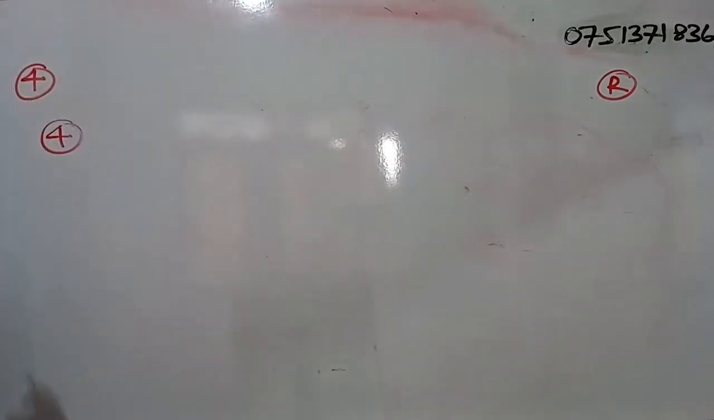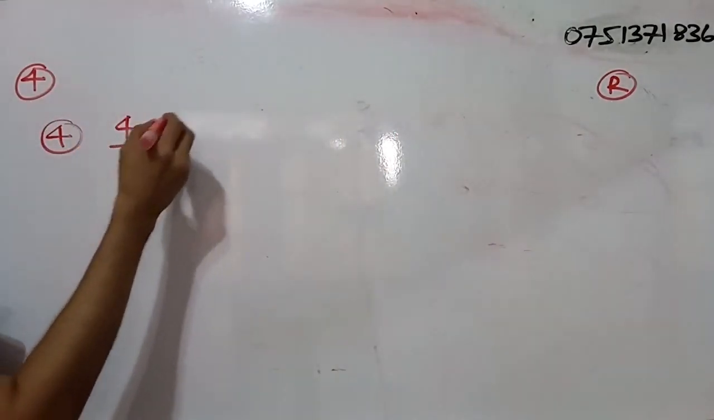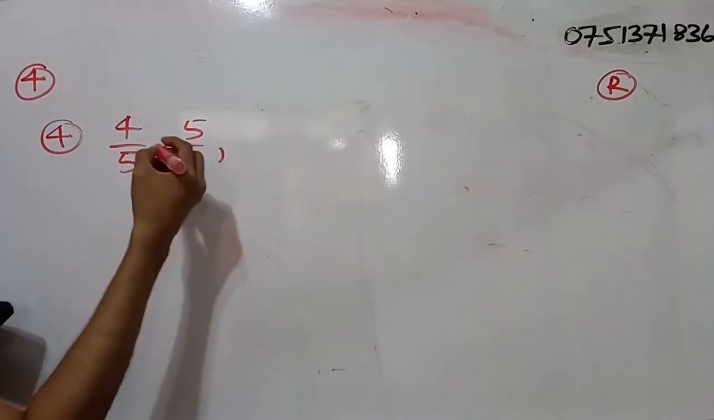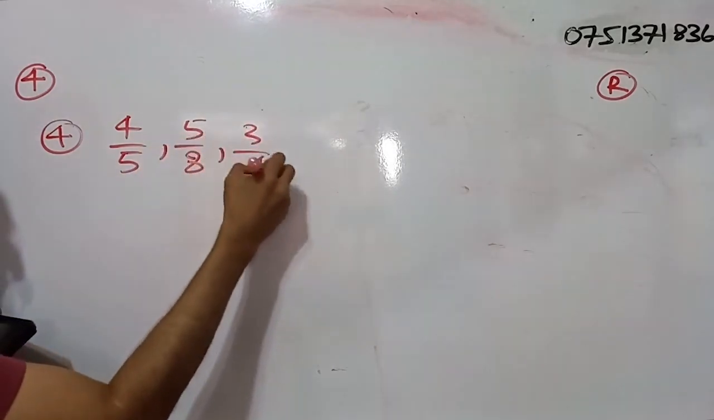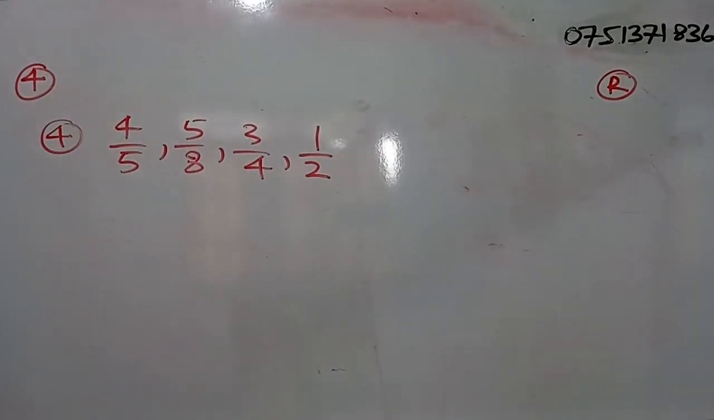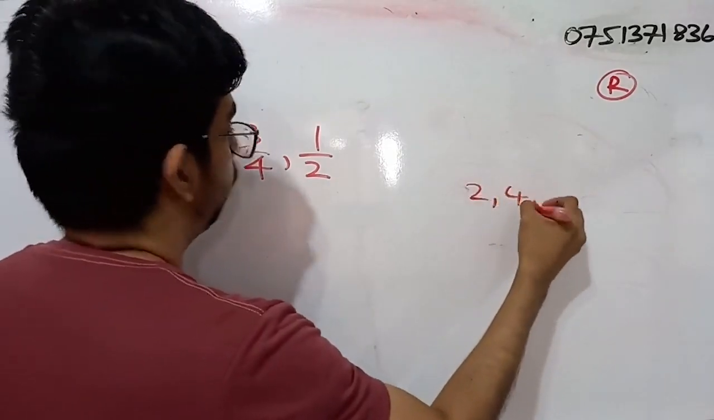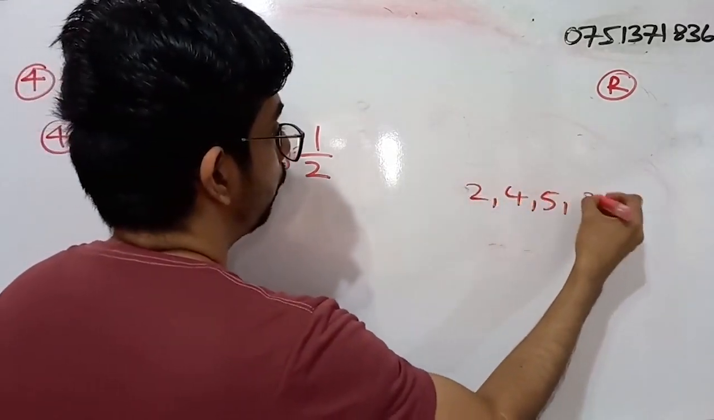Okay, part 4. So what do we have? 4 by 5, then 5 by 8, then 3 by 4, then 1 by 2. So the same thing, right? We have to come up with the common denominator or LCM, right? So we have 5, 8, 4 and 2, right? 2, 4, 5 and 8.